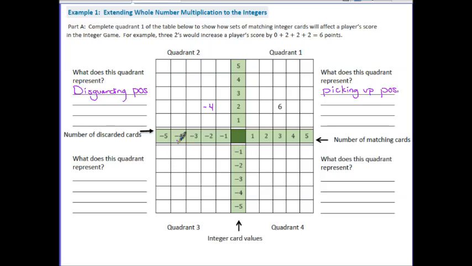In quadrant 3, I am discarding negative cards. So let's say, for instance, I discard 4 cards in which their values are negative. Let's say I discard 4 negative 2s. Every time I discard a negative 2, my score will actually increase. So if I discard 2 cards, it goes up to 4. If I discard a third card, it goes up 6, and a fourth card, it would actually go up 8 points. So this quadrant is discarding negatives.